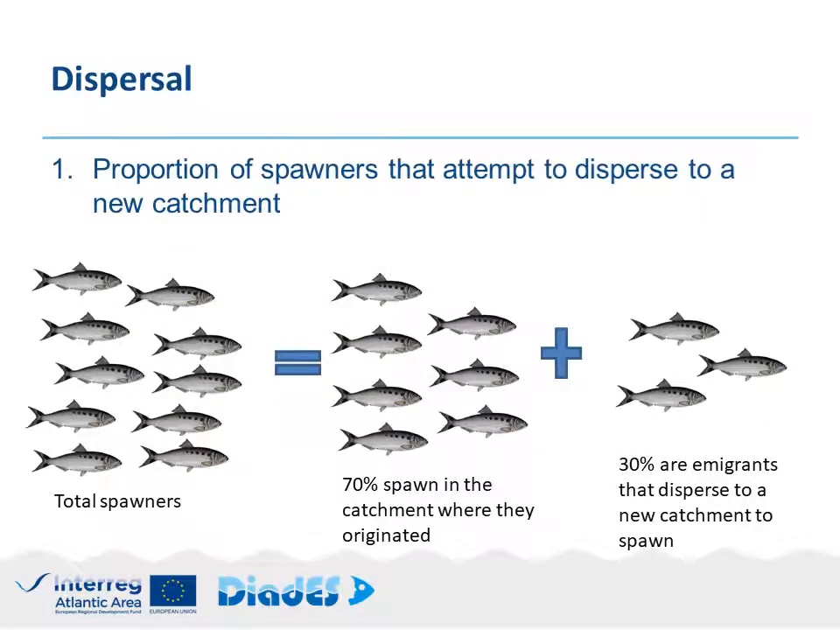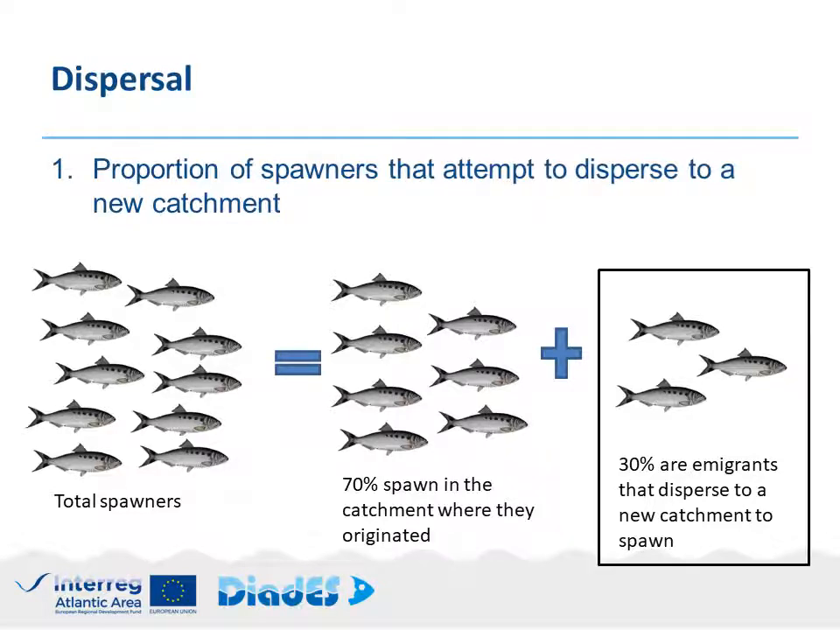Dispersal consists of 3 components. The first is estimating the proportion of spawners that attempt to disperse to a new catchment. In our example, we have a total number of spawners that are divided into the proportion that spawn in the catchment where they originated, and the proportion that are emigrants that disperse to a new catchment to spawn. And so for dispersal, we're focusing in on this second group.